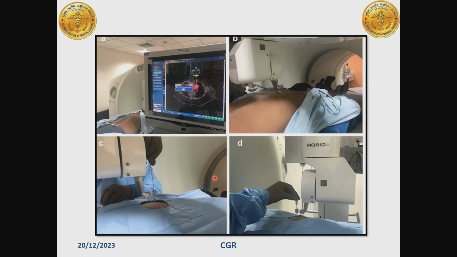Now, this pictorial representation is just to explain how we do this procedure in our department. In this image, there is the image planning. That is, we plan the trajectory as well as the site of the needle. We decide which route to follow. Once the route is confirmed, we send the command to the robotic arm, which then automatically places itself on the patient, on the site.